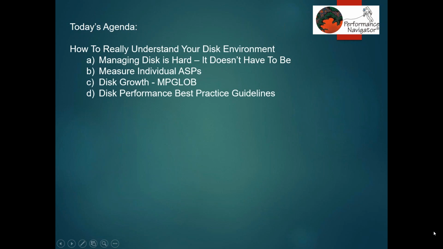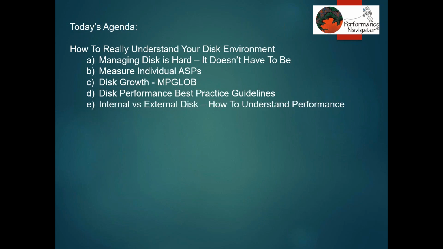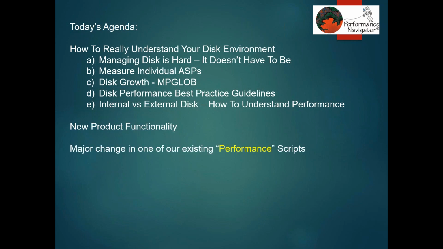So we're going to look at measuring individual disks. We're going to talk about disk growth, and how our MPG LOB file, the libraries and objects file, is created. And we'll talk about best practice guidelines along the way. We're going to talk about internal versus external disk. Obviously, the trend in the industry is to go to external disk, so we'll talk about how to understand performance when you have that kind of environment. At the end, we're really excited to talk about new product functionality that will help you with the disk environment, and about a major change in one of our performance scripts, and then we'll do Q&A at the end.